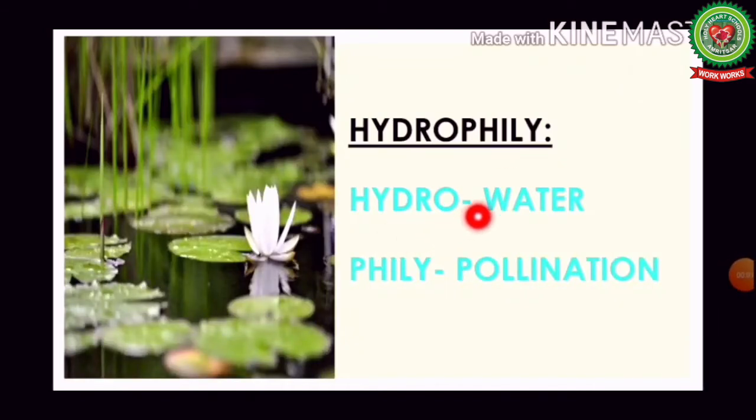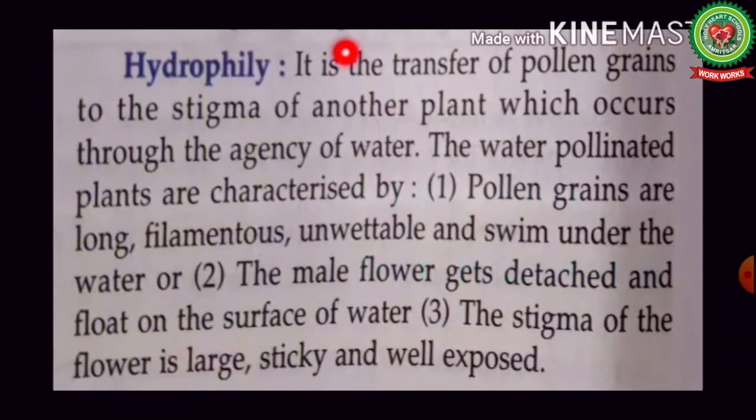Hydrophily. Hydro means water. Phily means pollination. Hydrophily is the transfer of pollen grains to the stigma of another plant which occurs through the agency of water. Now, what are the characteristics of water pollinated plants? First is pollen grains are long, filamentous, unwettable, and swim under the water. Second is the male flower gets detached and floats on the surface of water. Detached means separate.